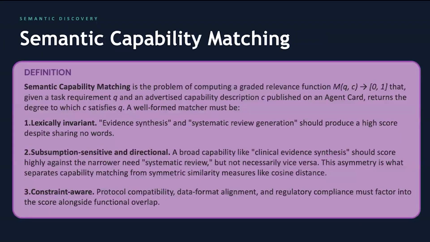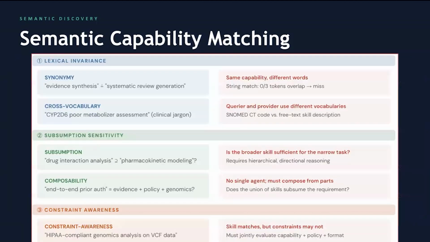So great. Now you've found an agent, but how do you determine whether it's a good fit for your task? This is the challenge of semantic capability matching. And basically, you've got a relevance function M, which takes in a query and a capability and maps it to a number, 0 to 1. And the three criteria are lexical invariance, subsumption sensitivity, and directional and constraint awareness, right? So these are the three criteria that such a semantic capability match must address. And so I'm going to focus on what those are here with examples.